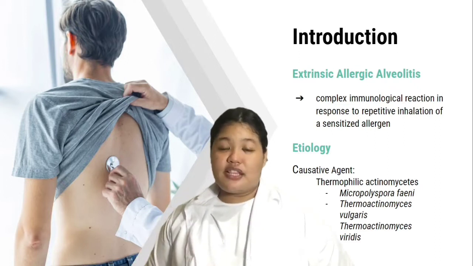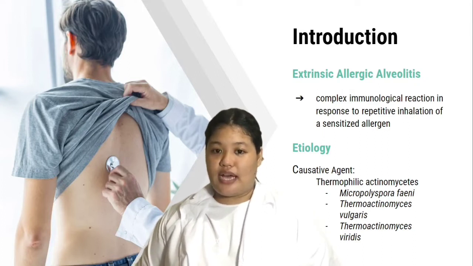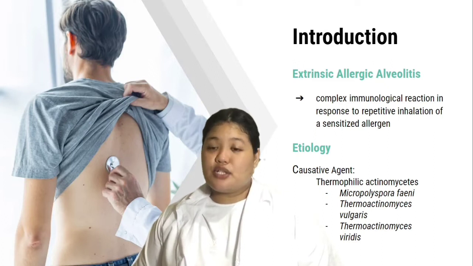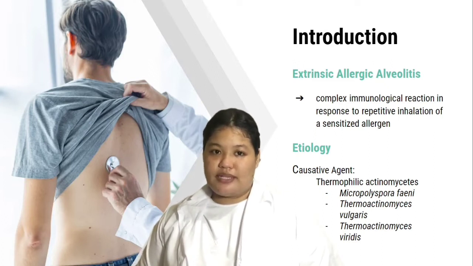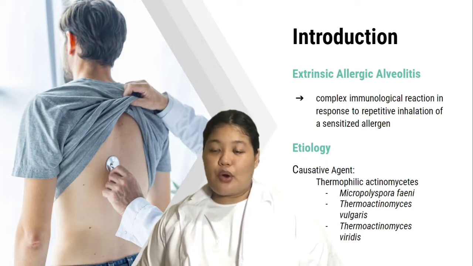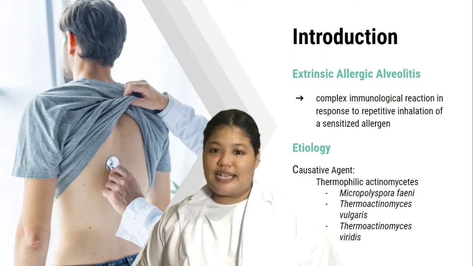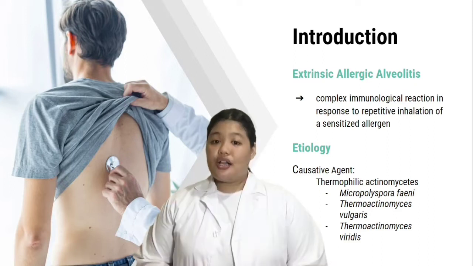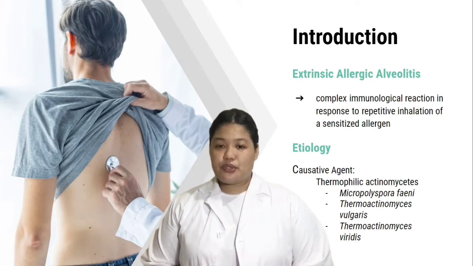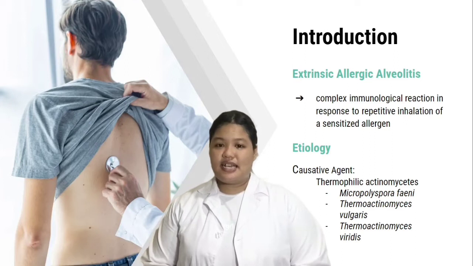The causative antigens in most cases of EAA, including the disease variant known as farmer's lung disease, are bacteria, the most commonly described being thermophilic actinomycetes. These species include Micropolyspora faeni, Thermoactinomyces vulgaris, Thermoactinomyces viridis, among others. All HP diseases, including EAA, are caused by repeated exposure to antigenic particles in a susceptible, previously sensitized patient.